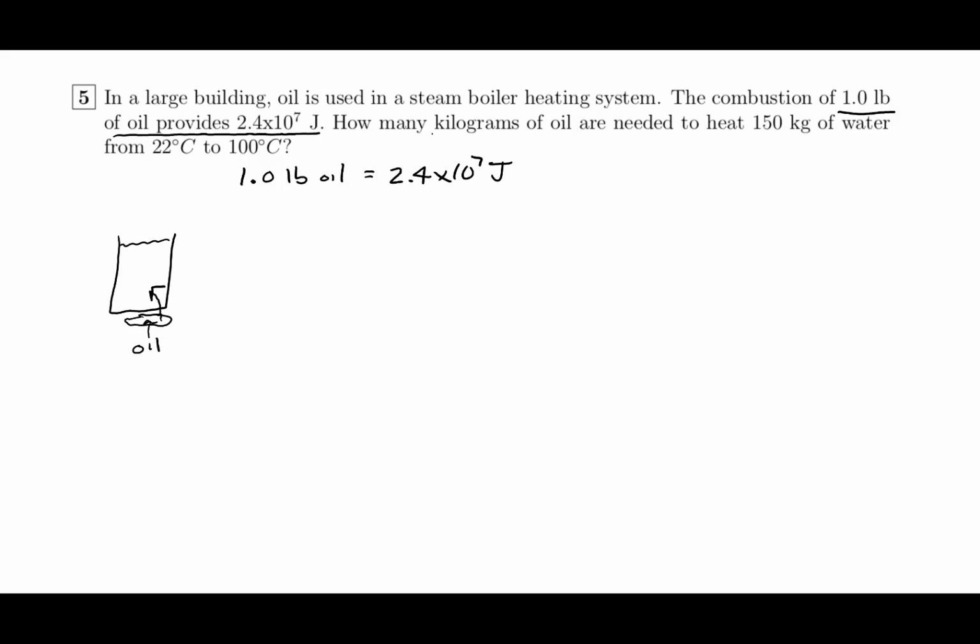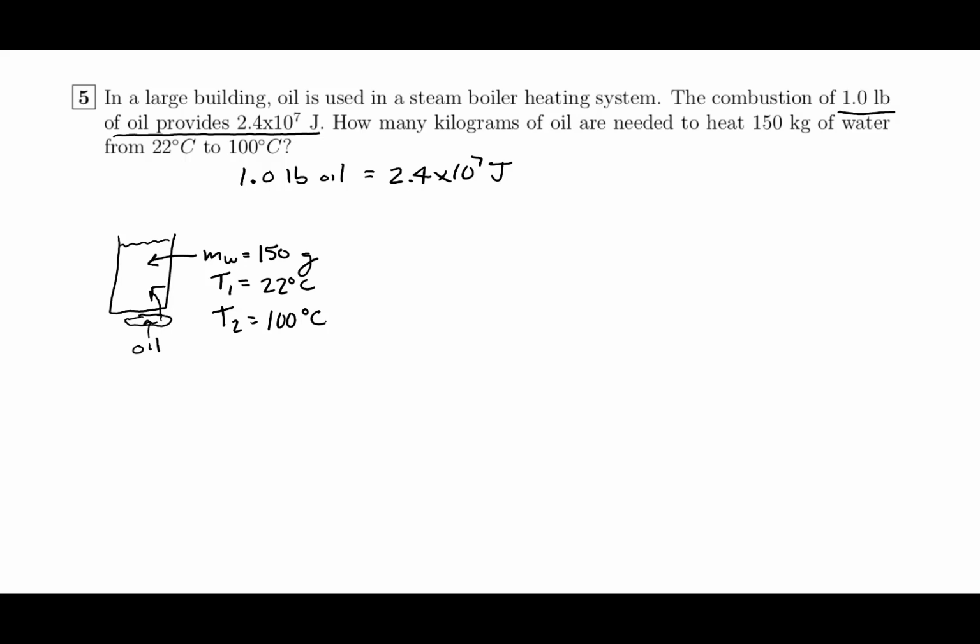And then we want to know how many kilograms of oil are needed to heat 150 grams of water from 22 degrees Celsius to 100 degrees Celsius. So we have this water here, and we know the mass of the water is 150 grams, and we're heating the water from 22 degrees Celsius to 100 degrees Celsius. So that means T1 is equal to 22 degrees Celsius and T2 is equal to 100 degrees Celsius.